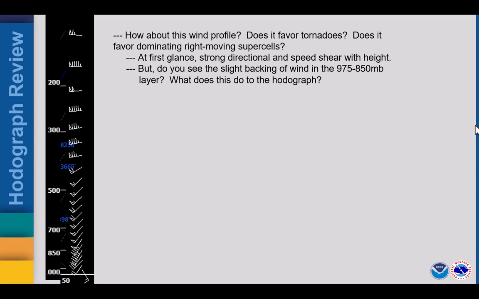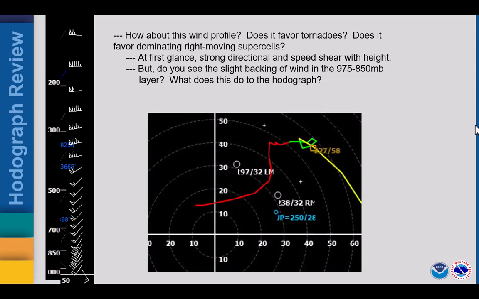How about this wind profile? Is it favorable for tornadoes? Again, you have some veering of wind at low levels and pretty strong speed shear with height. However, if you look at this in the hodograph, you get this. You get an opposite curvature of the hodograph in the inflow layer that actually would be more supportive of the left mover. Might be more favorable for very large hail and not for a longer tracked right mover with a tornado threat. So you have to look at the hodograph, not just the wind profile alone.